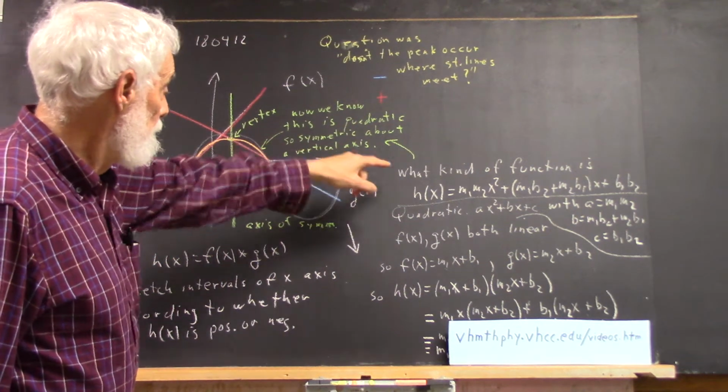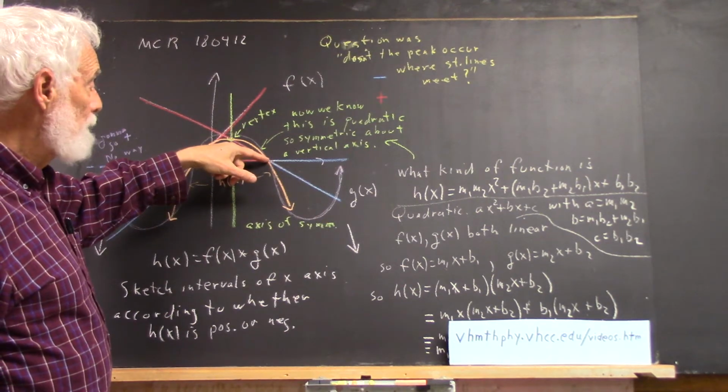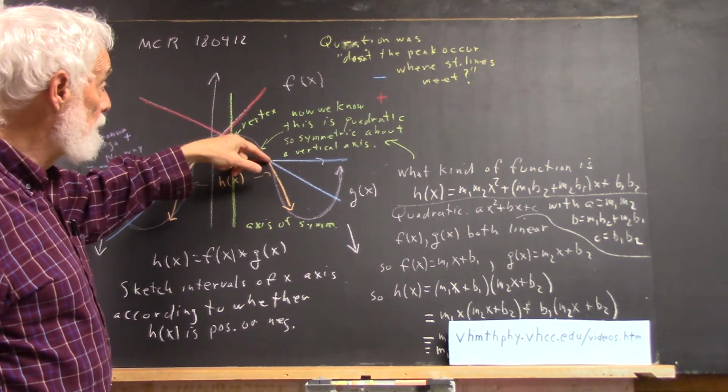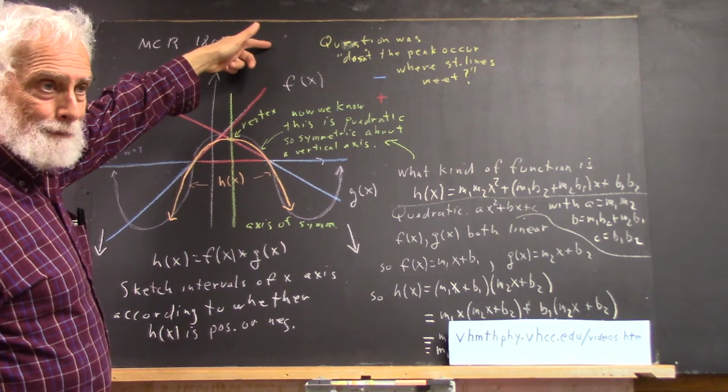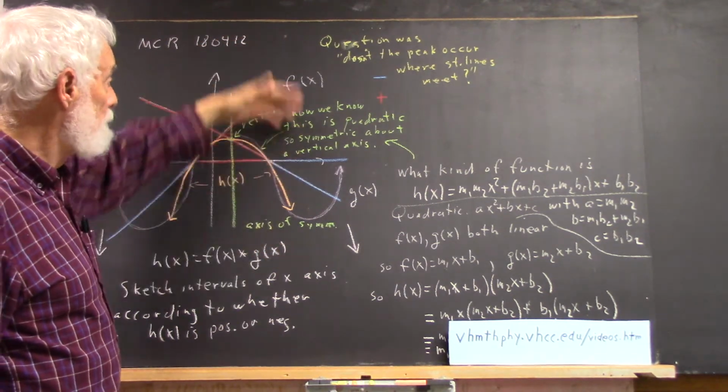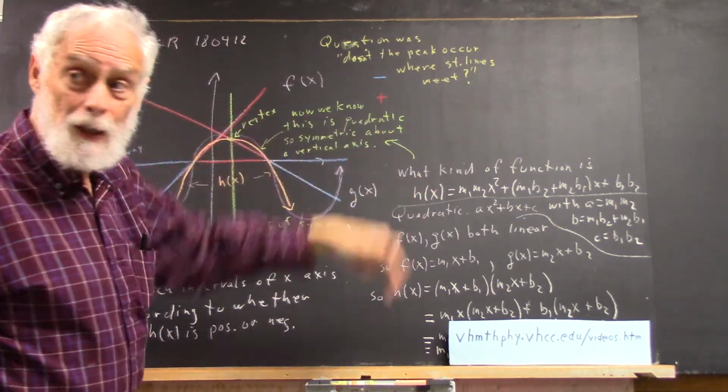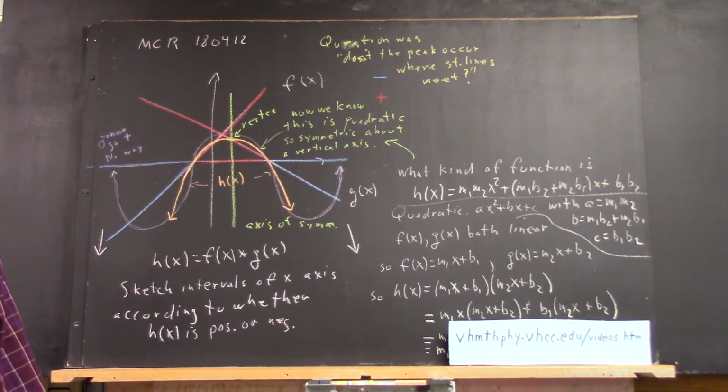Similarly, for this interval here, past this 0 of the g of x function, the f of x is positive, the g of x is negative. Red, blue. Well, positive, negative gives us a negative, right?